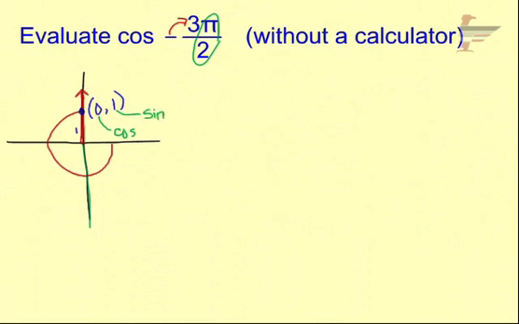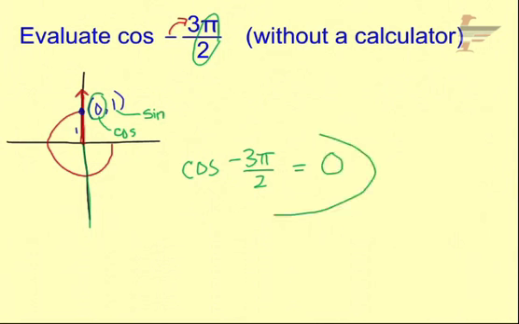So if we have to figure out what is cosine of negative 3 pi over 2, what we do is we just look at that ordered pair and find the cosine value, which is the 0, so we know that this equals 0. And we're done. So unit circle really helps us out with that.